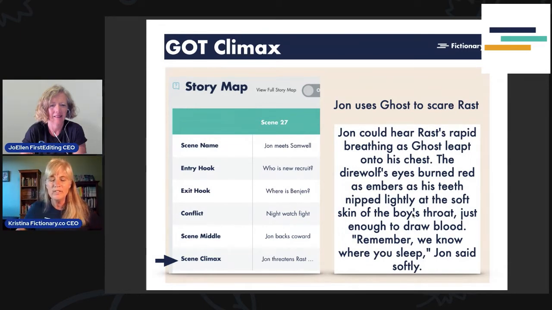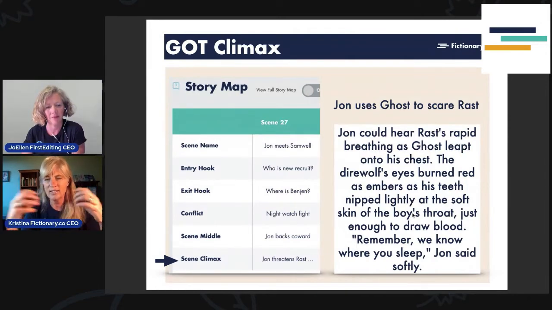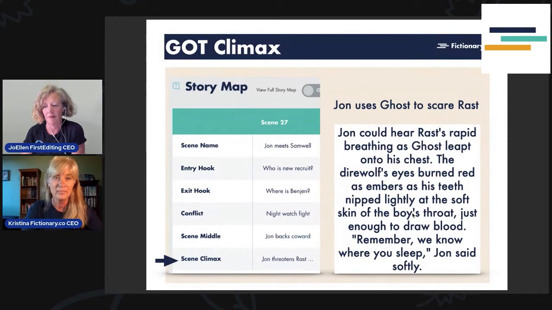So now Rast is on their side. And it makes a beautiful scene climax because it shows that John has been very kind and is really brave standing up for Samuel, but he can also be really harsh and used his wolf to threaten Rast. And you can see how vivid this writing is, that it's to the senses of his breathing and the color of his eyes and the nipping at his neck. And it's one little piece of a paragraph, and yet it's a great scene climax because now he's shown that he's very capable of being violent.